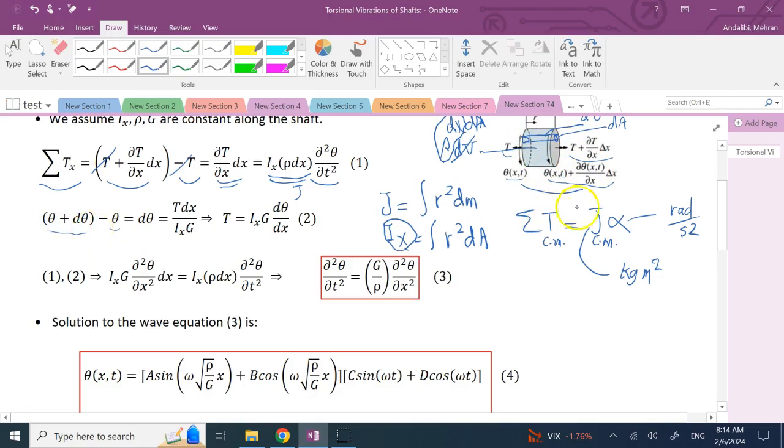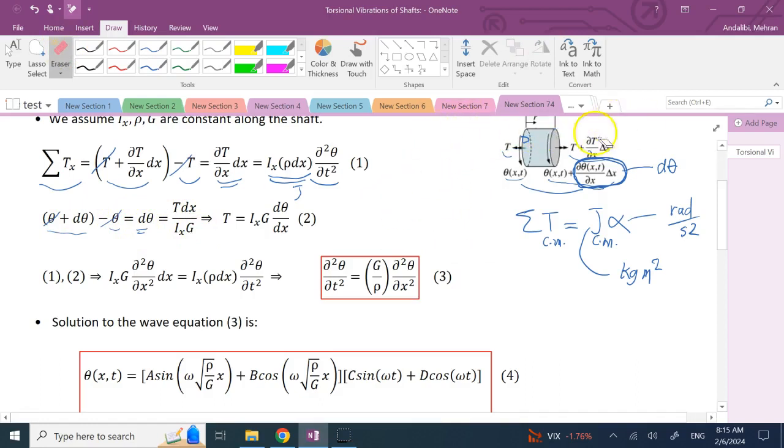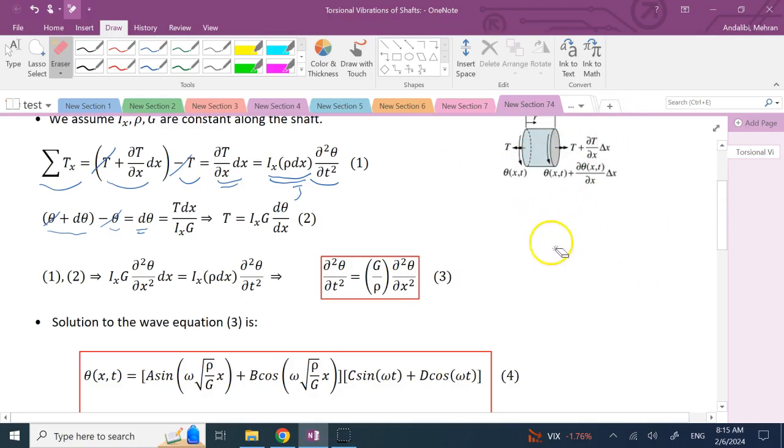And what is d theta here? d theta is this whole term here. This whole term is called d theta. Theta plus d theta minus theta, which is d theta, is equal to what? Now this part, we bring it from solid mechanics. In solid mechanics, if you remember, the relation between theta, T, x, G, and I is what?